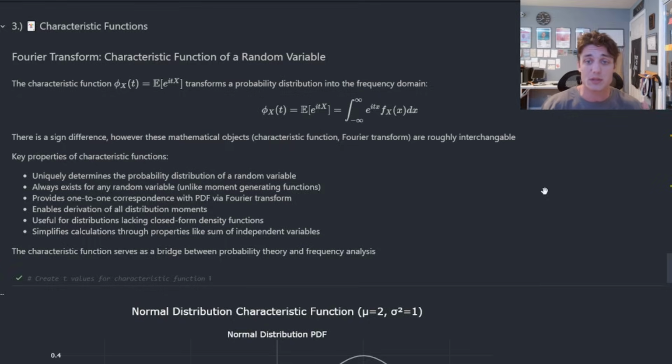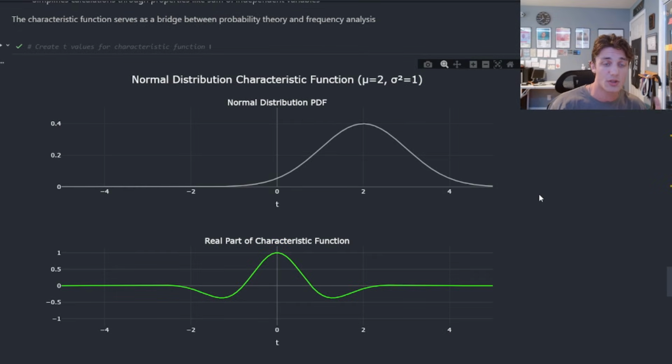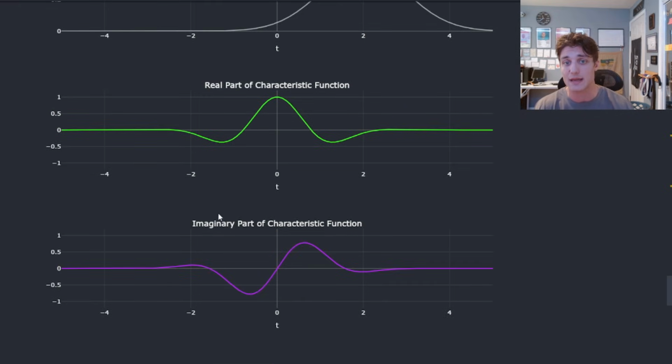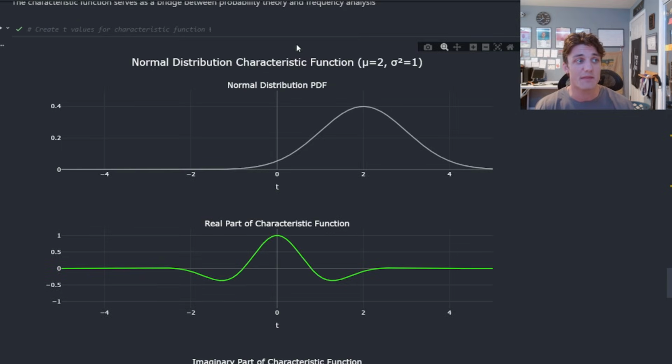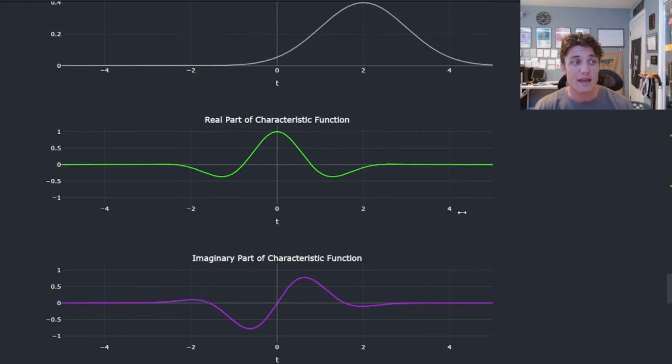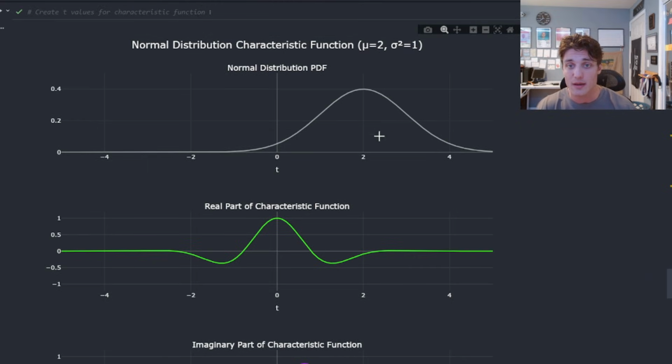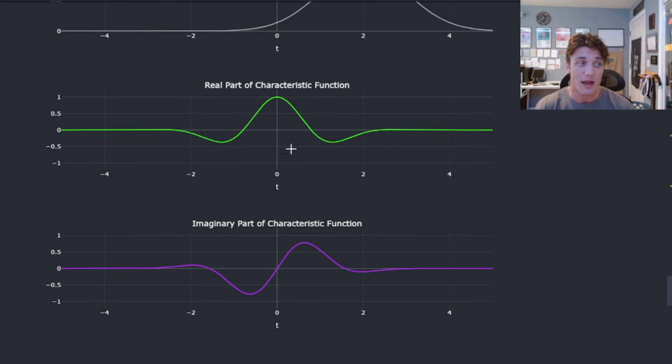Same thing is true with a normal distribution. And in fact, I plot it here to show you. I have a normal distribution here. I also have the real and imaginary parts of the characteristic function. If you gave me this chart here, or you gave me these two charts, I would have the exact same information. I could transform the characteristic function back to the normal distribution, or I could transform the normal distribution to the characteristic function. I can go back and forth just like the Fourier transform.